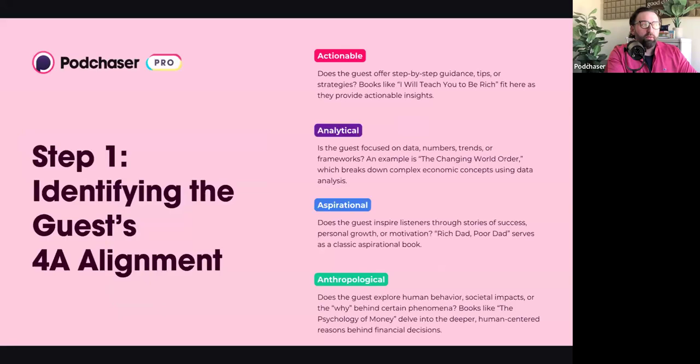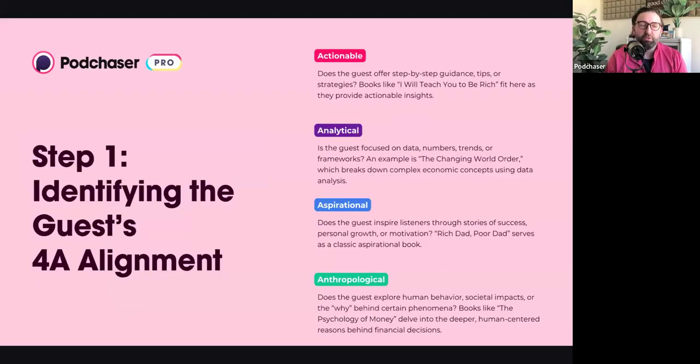So again, all this sounds great. And if I've lost you, lean in a little bit here. The first step as we think about the 4A's process is to actually understand our guest alignment. Is our guest bringing to the conversation something actionable, something analytical, something aspirational, or something anthropological? We're going to give you some tips on how to find that out, but that's going to be the first step in this process. So, does the guest offer a step-by-step strategy?